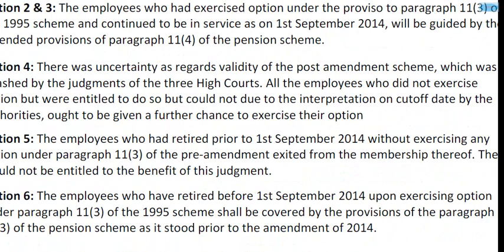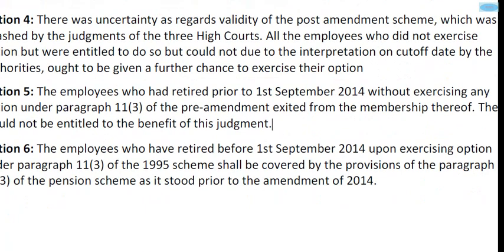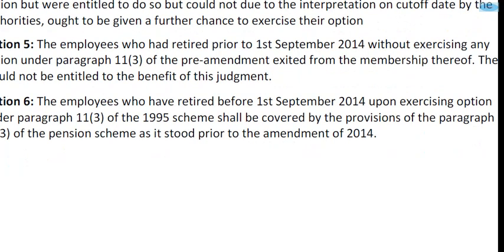Option 5, the employee who had retired prior to 1st September without exercising the option under para 11(3) before the amendment, he is not eligible. And option 6, the employee who has retired before 1st September exercising the option but was not denied, this is the person who has contested the case and he has got this relief.